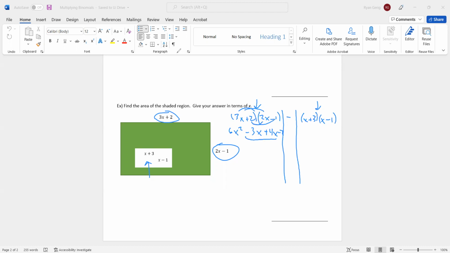Combine those like terms, I get 6x squared. -3 plus 4 is 1, so I'm just going to put 1x or just x, minus 2. That's the area of the whole rectangle.